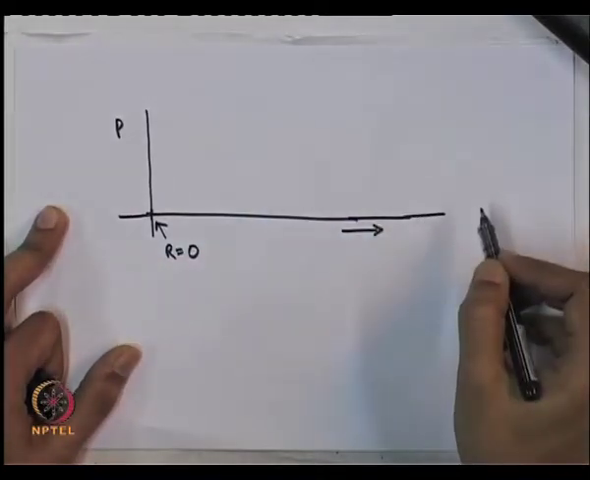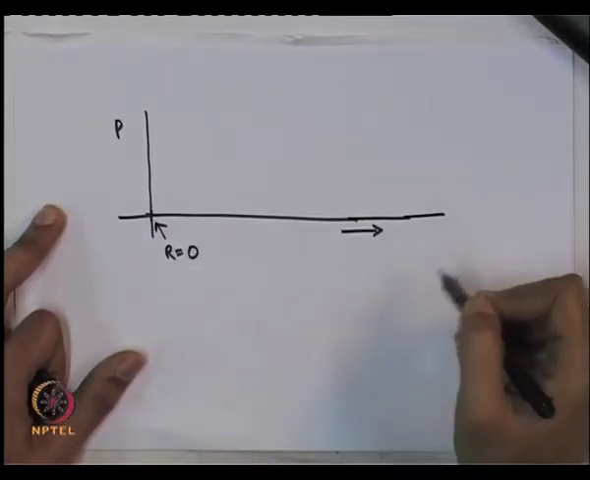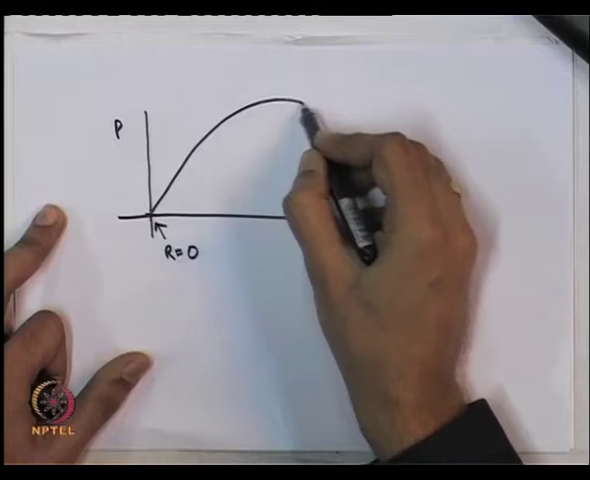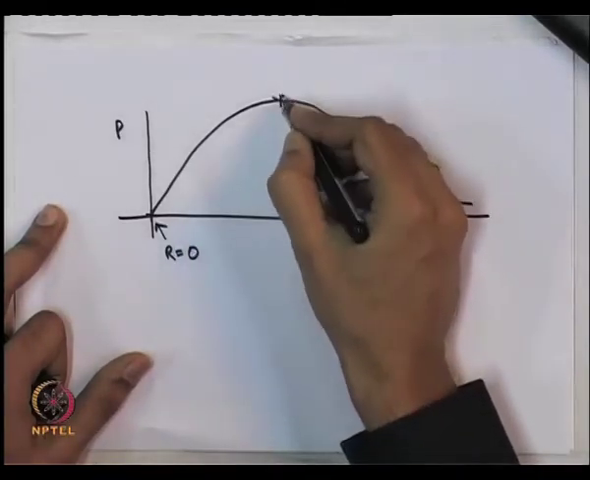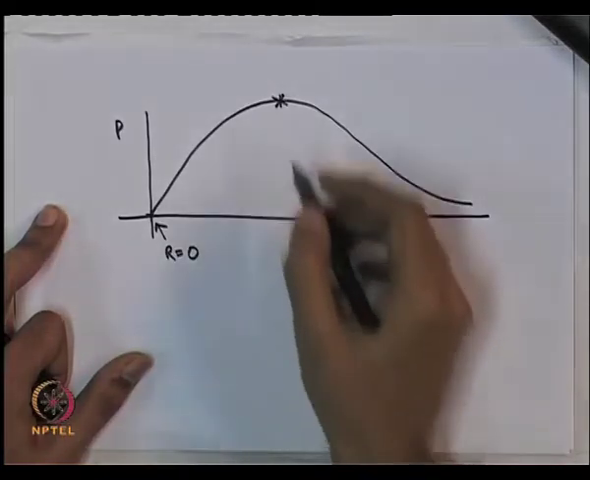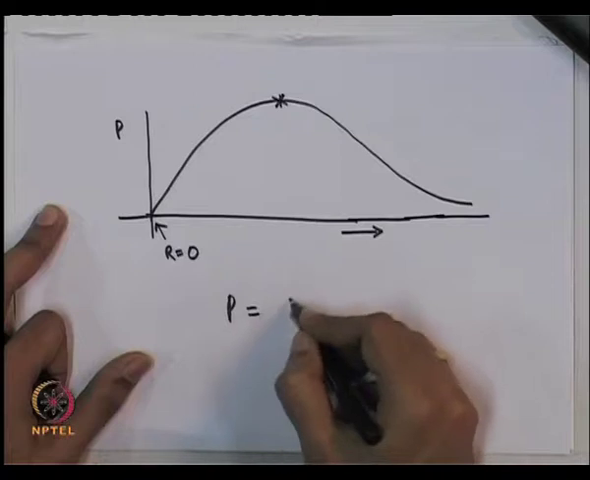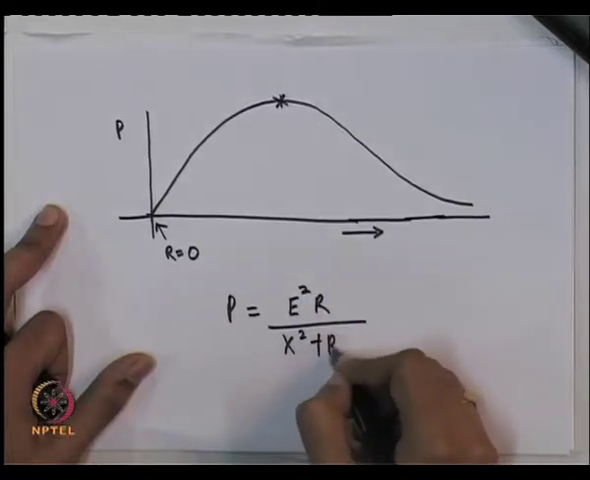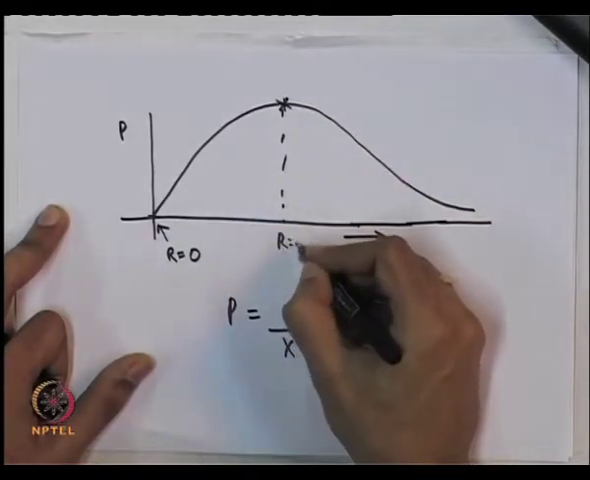If I increase the resistance and make it very, very large, then also you would expect that the power is again 0. So, what you have is that at some point there is a maximum to this power. So, what is this point? P is equal to E squared R upon x squared plus R squared. It is easy to show that this occurs when R is equal to x.